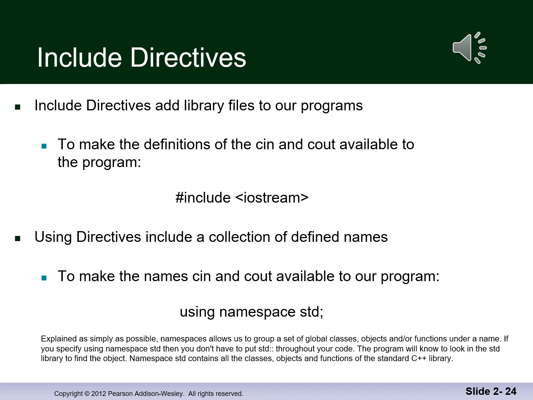Using directives include a collection of defined names to make the names cin and cout available to our program. We also use namespace std, which I touched upon in the Chapter 1 lecture. That keeps us from having to put std:: in front of each instance of cin or cout.